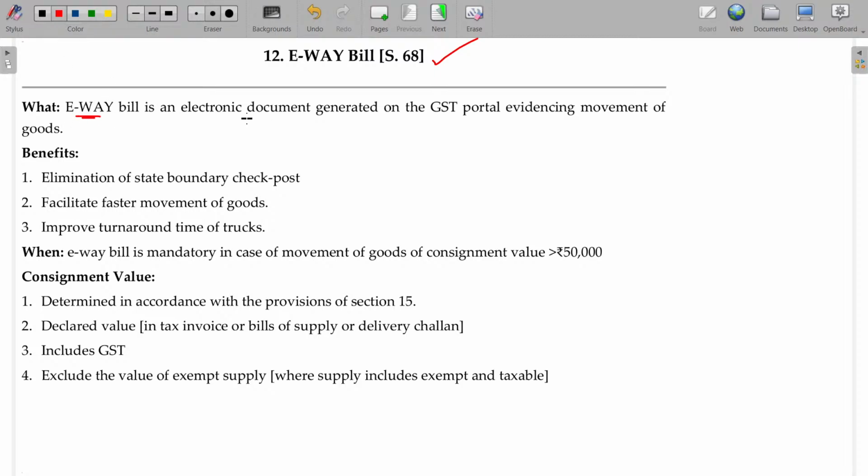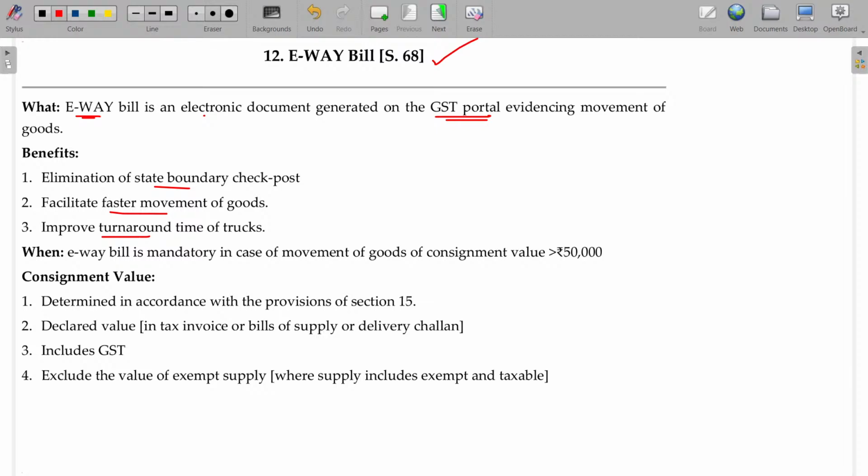E-way bill is an electronic document generated on the GST portal evidencing the movement of goods. So from this it is very clear, it is only for the goods, not for the services. Benefits: elimination of state boundary check post. It is not going to be inspected now and then in the check post, right? Because while seeing the number of a lorry itself, you can very easily track the details available there. Facilitate faster movement of goods and improve turnaround time of trucks.